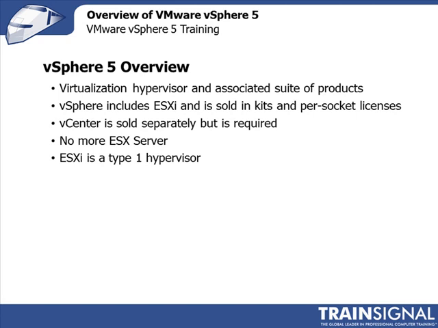But ESXi is a Type 1 hypervisor, just like ESX server is. And that means that it installs directly on the hardware. It is your operating system. vSphere is really the name of the entire suite of features that go around ESXi.